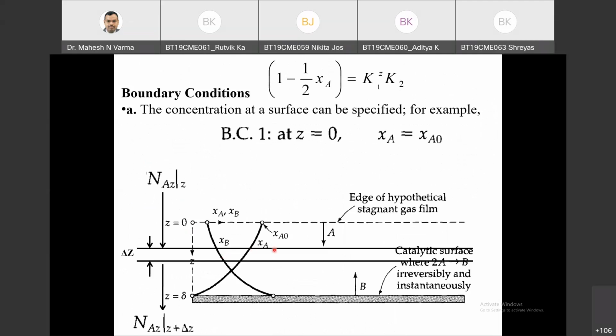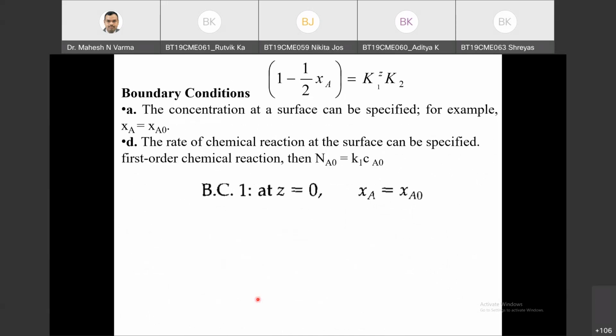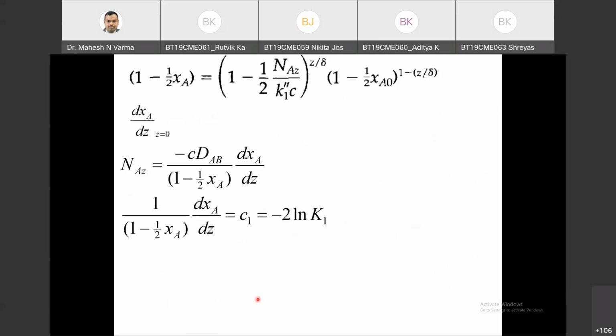Here, this Xa0 will be constant. So throughout, the concentration will be constant, and here the rate, NAZ, will also be constant, equal to K1 double dash Xa0. So you need not do the rate or shell balance and everything. Just logically you can get the concentration profile and flux profile, and accordingly you can get them for fast reaction kinetics. Okay, this is all about this problem.